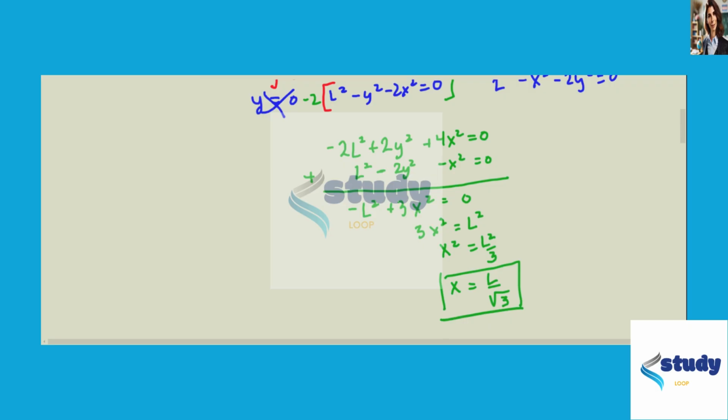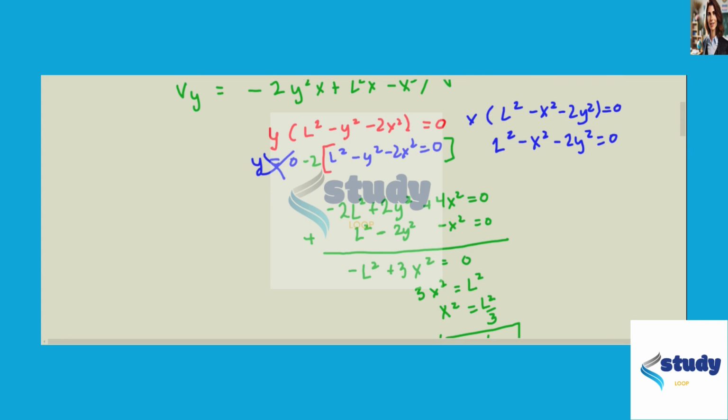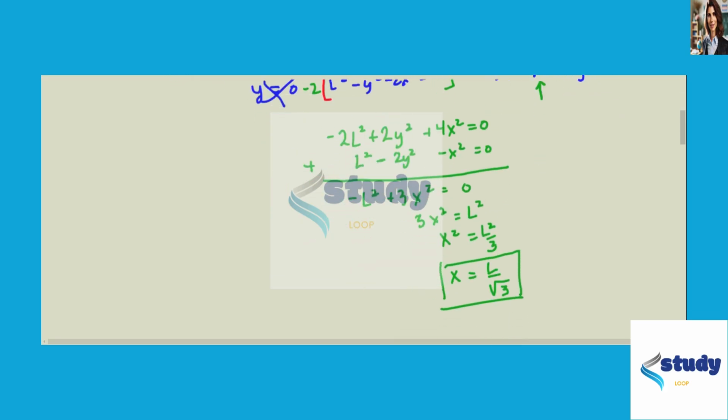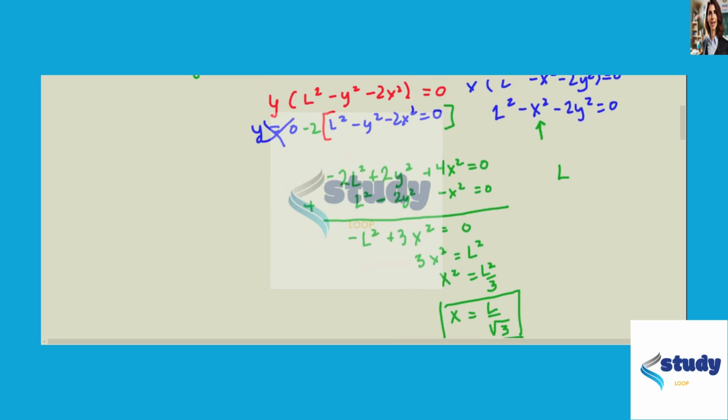Instead of this elimination, you could have solved this equation right here for x squared and plugged it in there, or solved this one for y squared and plugged it in there. Now that I know what x is, I can find out what y is, because L squared minus x squared minus 2y squared equals 0. So this will be 2/3 L squared equals 2y squared. So L squared over 3 equals y squared. So y is L over the square root of 3.